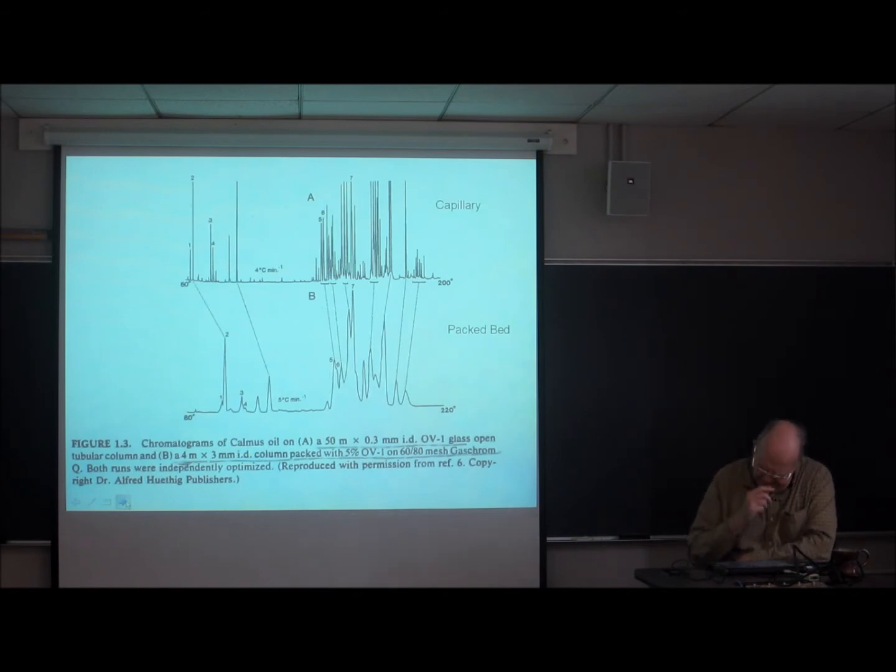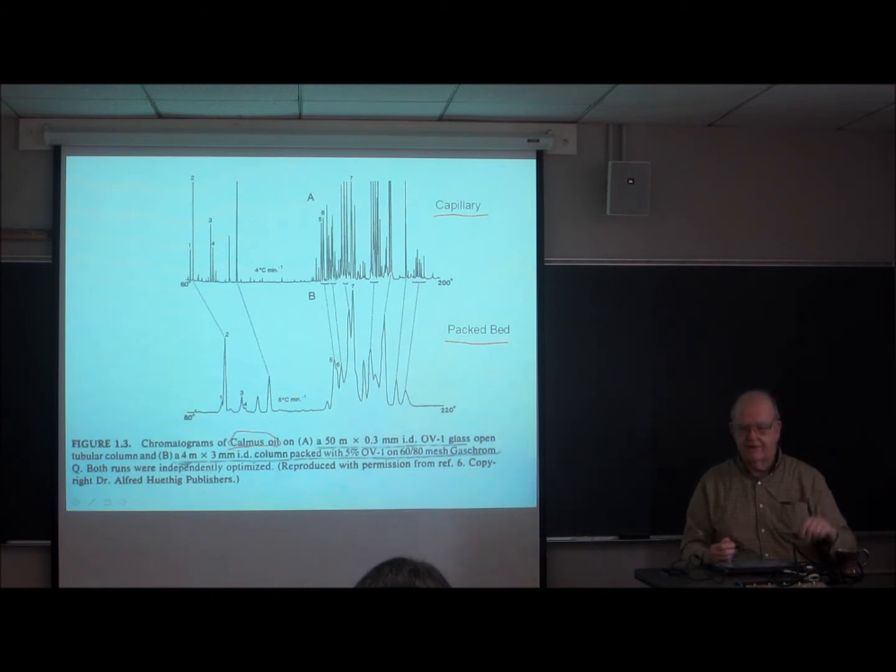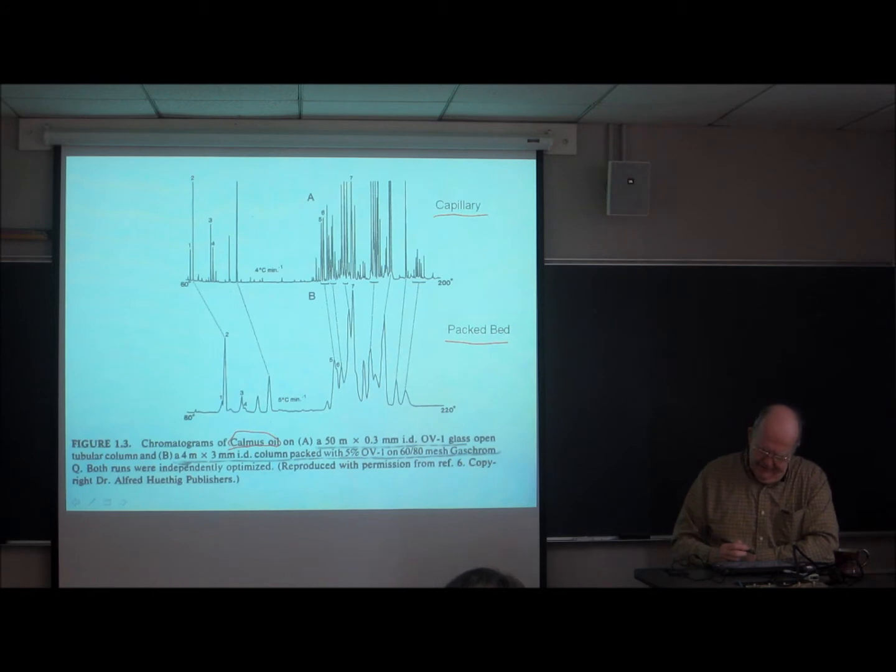Here's, I think, a very interesting chromatogram. The sample is the same in both of these. This is a packed bed chromatogram, and this is a capillary GC chromatogram. The sample is something called calamus oil. I imagine it's extracted out of some plant. The interesting thing here is the stationary phase is exactly the same. Both of these are OV-1.